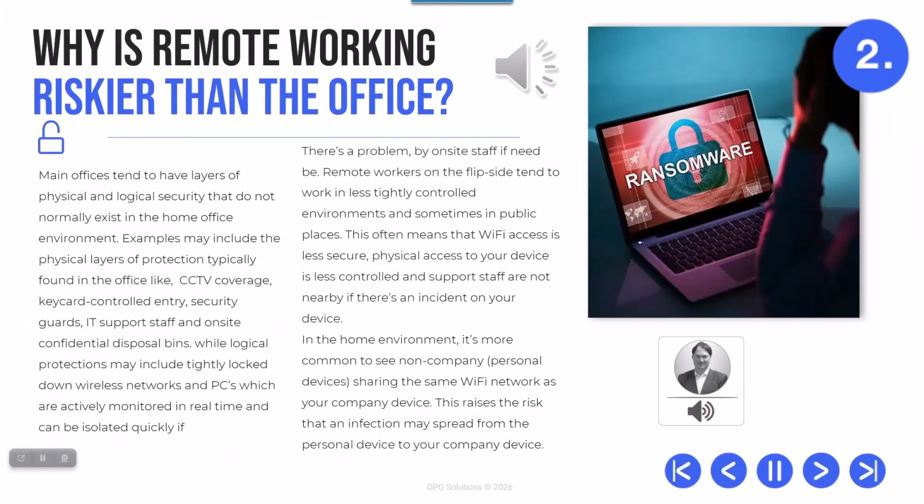So a common question is, why is remote working riskier than in the office? Well, main offices tend to have layers of physical and logical security that do not normally exist in the home office environment. Examples may include the physical layers of protection, such as CCTVs, keycard entry, security guards, IT support staff, and even on-site confidential disposal bins. While logical controls may include tightly locked down wireless networks and PCs, which are actively monitored in real time and can be isolated quickly if there's a problem, and can be handled by on-site staff if need be.